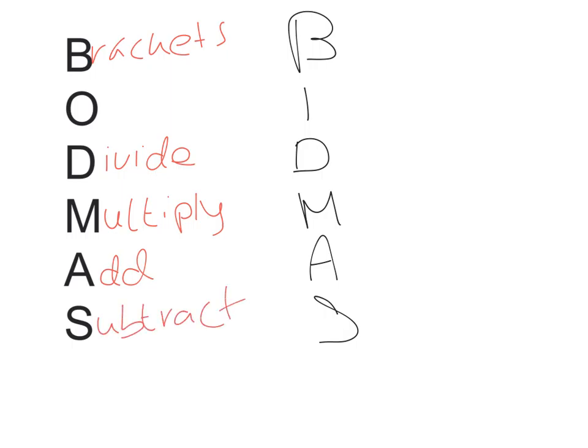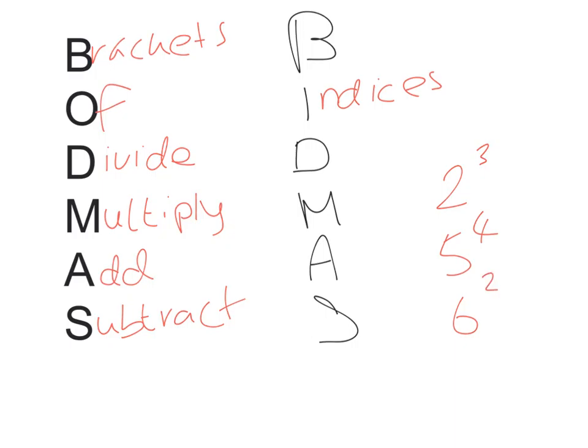Now, the O, different people use a different word for this. I think of the O as "of", as in power of. So, for instance, 10 to the power of 5, 3 to the power of 2. You do that first before you do your division and multiplying. The I, if you're familiar with BIDMAS, stands for indices, which means the same thing. So indices and power of are things like 2 to the power of 3, 5 to the power of 4, 6 to the power of 2, that sort of thing.